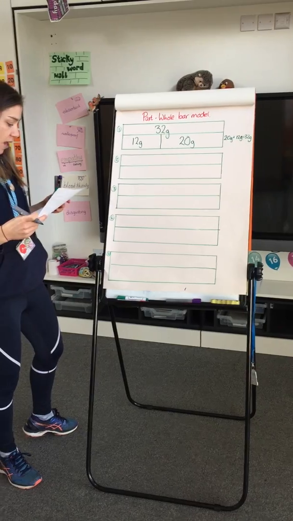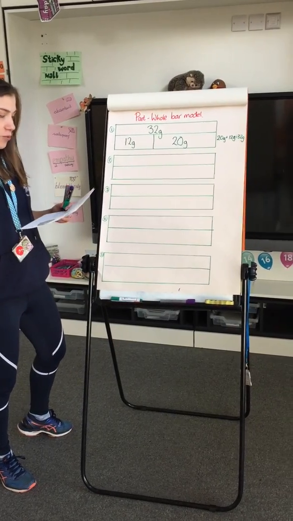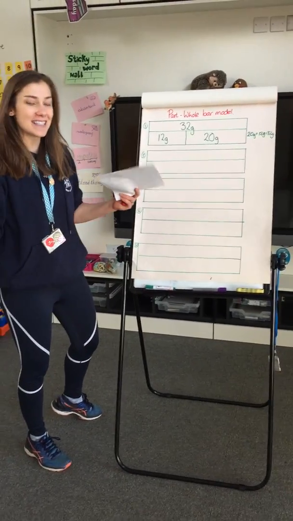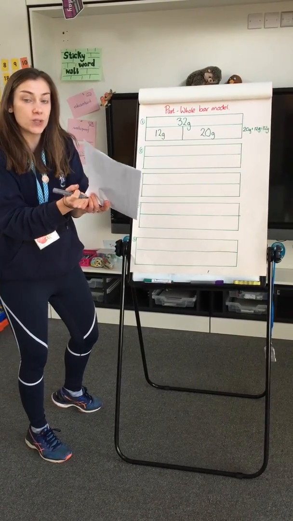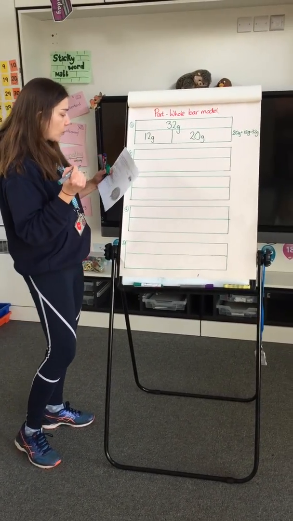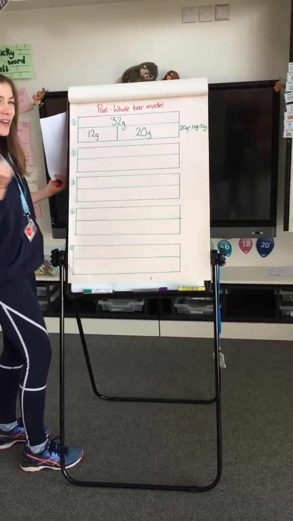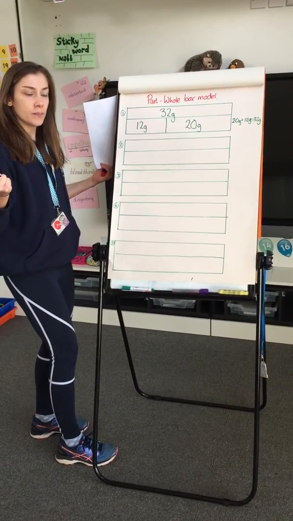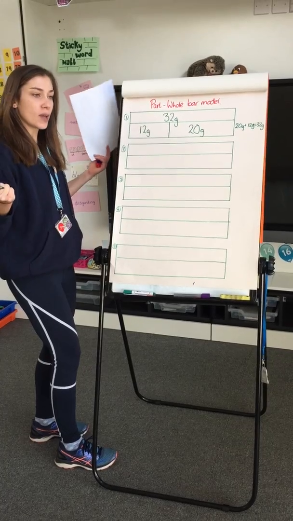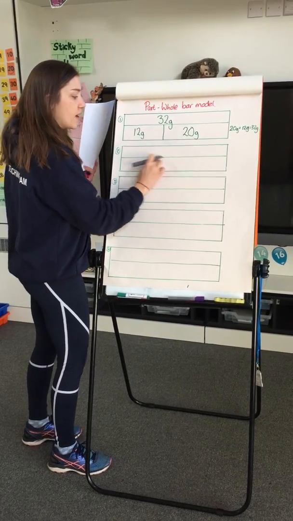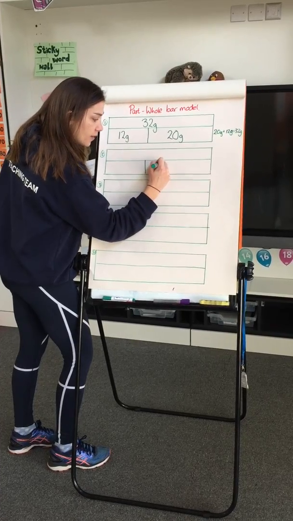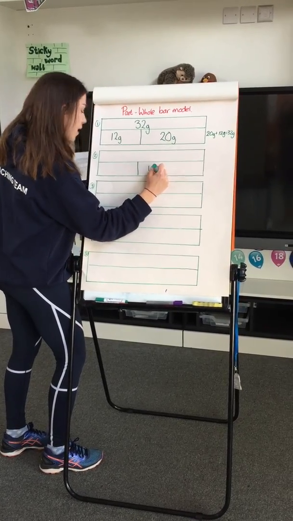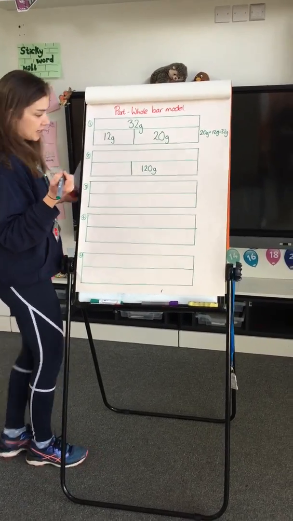So on to the next one. A book weighs 120 grams. A pen weighs 17 grams. What do they weigh all together? That word all together again. So a book weighs 120 grams. I know that is a part because together, the book and the pen together is what I am finding out for my whole. So my book, 120 grams. I'm going to write that in here. 120 grams. And my pen weighs 17 grams.